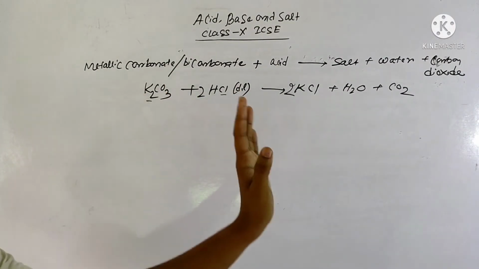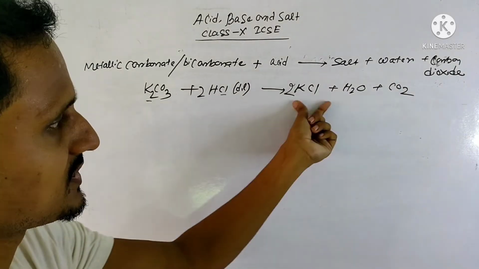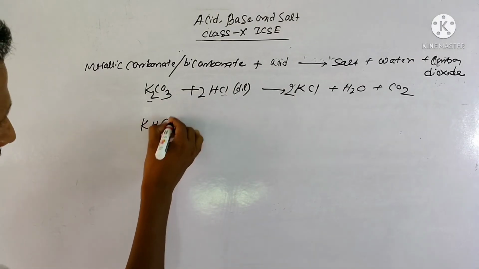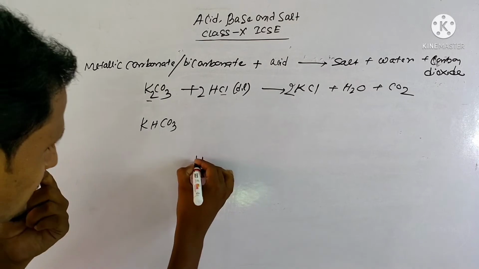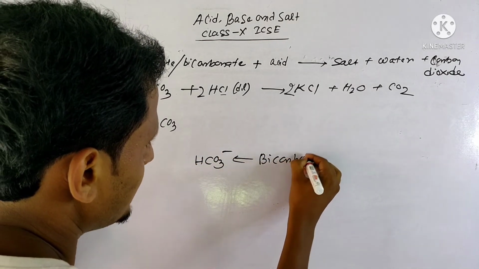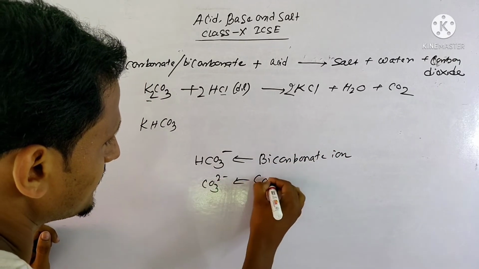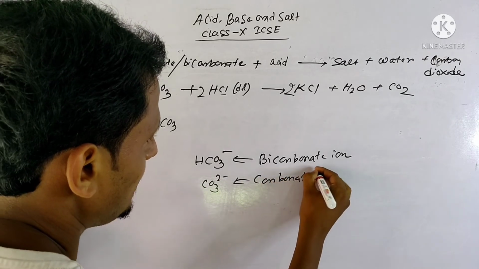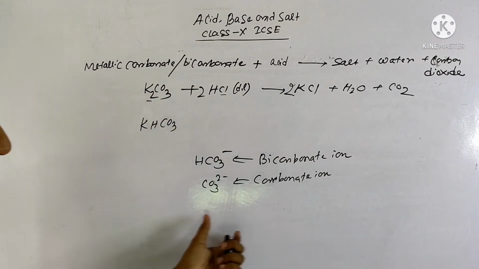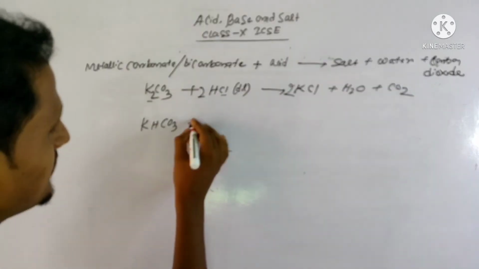Now normally this is the process we have to follow: potassium carbonate reacts with hydrochloric acid to form potassium chloride, water and carbon dioxide. Next, bicarbonate, KHCO3. The HCO3 minus ion is called bicarbonate ion, and the CO3 2 minus ion is called carbonate ion. When the carbonate ion is joined with potassium, it forms potassium carbonate, and the bicarbonate forms potassium bicarbonate. The same result will be there when it reacts with the dilute acid.